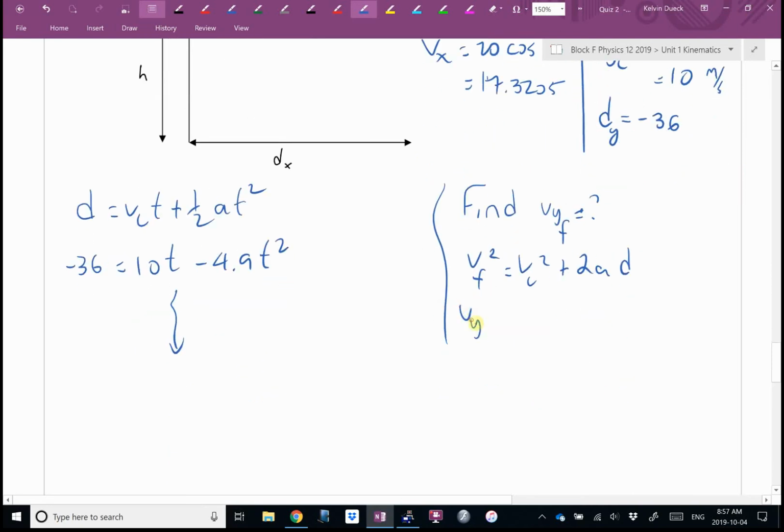I'm going to get Vy final squared equals 10 squared plus 2 times negative 9.8 times negative 36. Matt, how do I get rid of a squared?